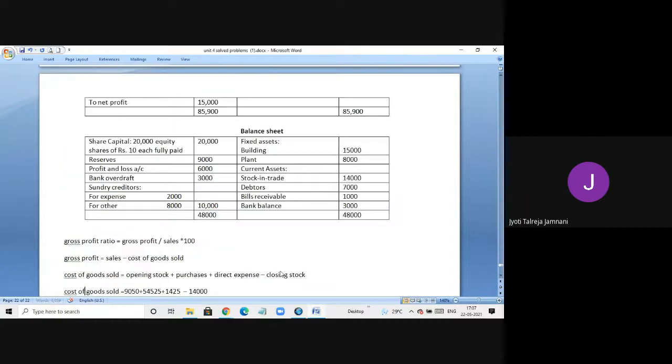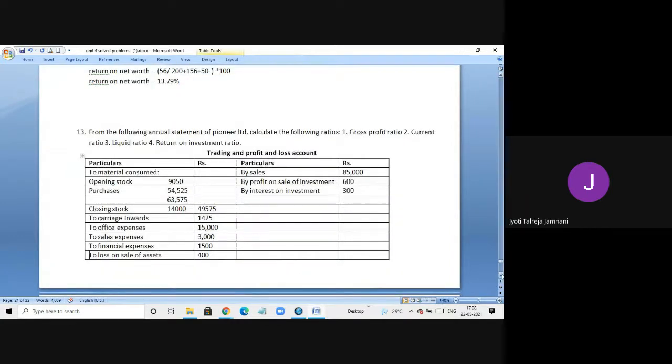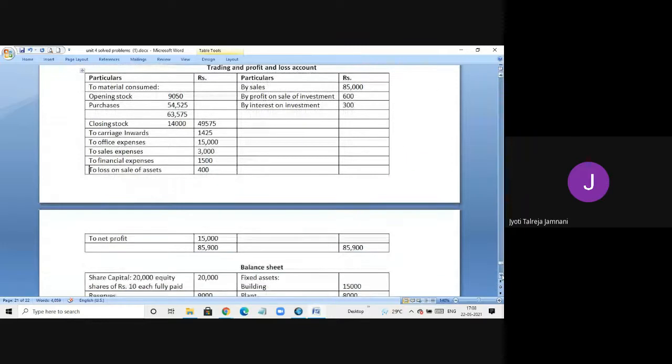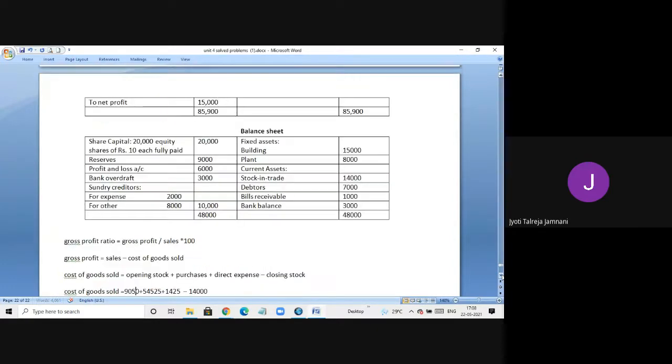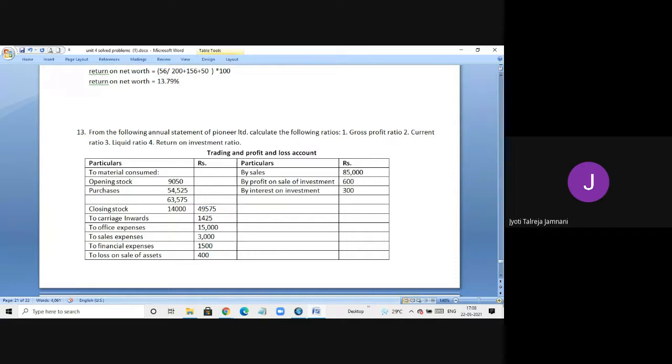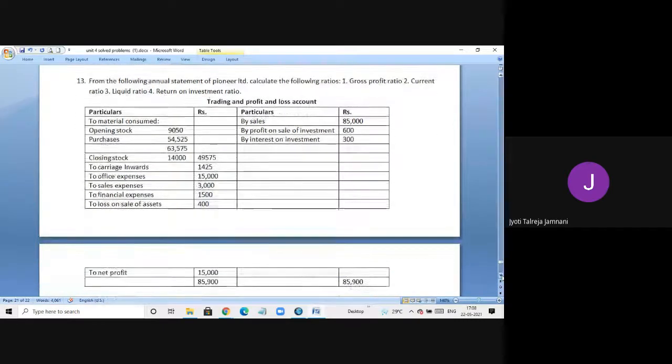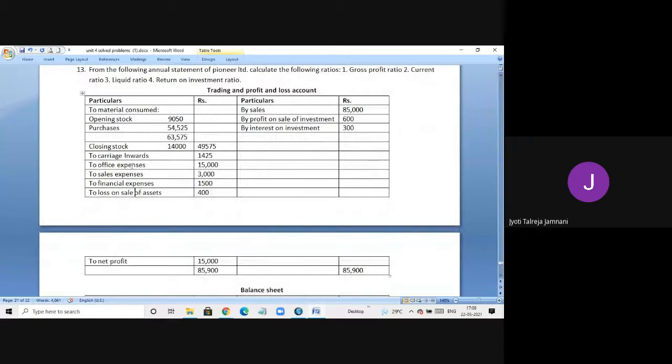Let's see what's given in the P&L account. In the P&L account, you have net profit 15,000, but we want EBIT. So we'll take 15,000 net profit plus we'll add back the interest. Because in the net profit, if you look at the P&L account, there are no taxes deducted here. You look at all the expenses: carriage inward, office expense, sales expense, finance expense, and loss on sale of asset. So no taxes. That means net profit is earning before tax. We want to add back interest and make it earning before interest and tax.